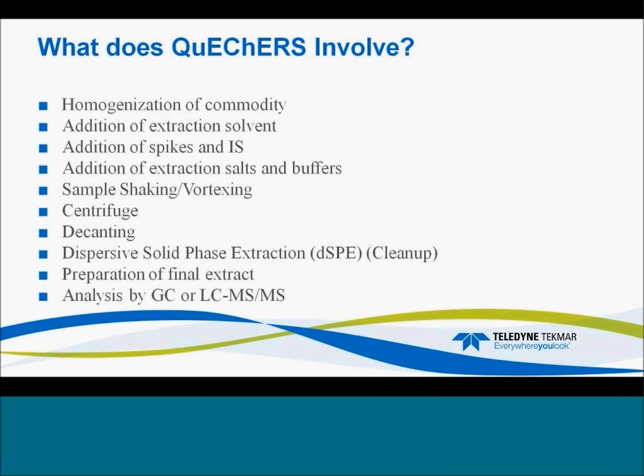So what does QuEChERS technically involve? It involves homogenization of a commodity, addition of an extraction solvent, addition of spikes and IS if needed, addition of salts and buffers, sample shaking and vortexing, centrifuging, decanting, dispersive solid phase extraction, also known as DSPE cleanup, preparation of the final extract, and then analysis by GC or LC with many types of different detectors at the back end, but typically we'll see a GC MS-MS or an LC MS-MS.